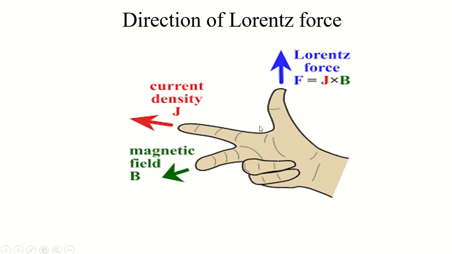Now this is about the direction. Here, if this is the direction of the magnetic field and this is the direction of the current density, then obviously by the right-handed screw rule we can say that this will be the direction of the Lorentz force. So this is the direction of the Lorentz force, F equals J cross B. So here by applying the right-handed screw rule we can get the direction of the Lorentz force.